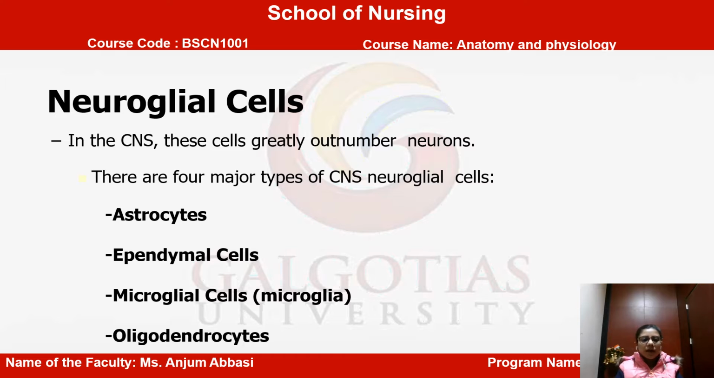So there are four types of neuroglial cells. In the CNS, or central nervous system, these cells greatly outnumber neurons. So there are four different types of cells, which occupy different functions, and each one performs differently. The first one is astrocyte, second is ependymal cell, third is microglial cells, known as microglia, and fourth is oligodendrocytes.